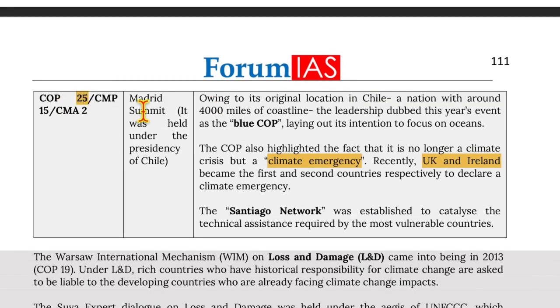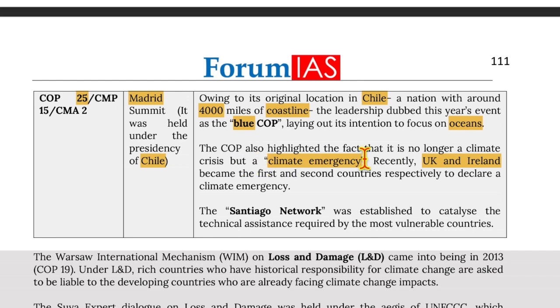Now, COP25, that is Madrid Summit, owing to its original location in Chile, a nation with around 4,000 miles of coastline, the leadership dubbed this year's event as Blue COP. So, Madrid Summit was held in Spain, but it was held under the presidency of Chile. The leadership dubbed this year's event as Blue COP, laying out its intention to focus on oceans.